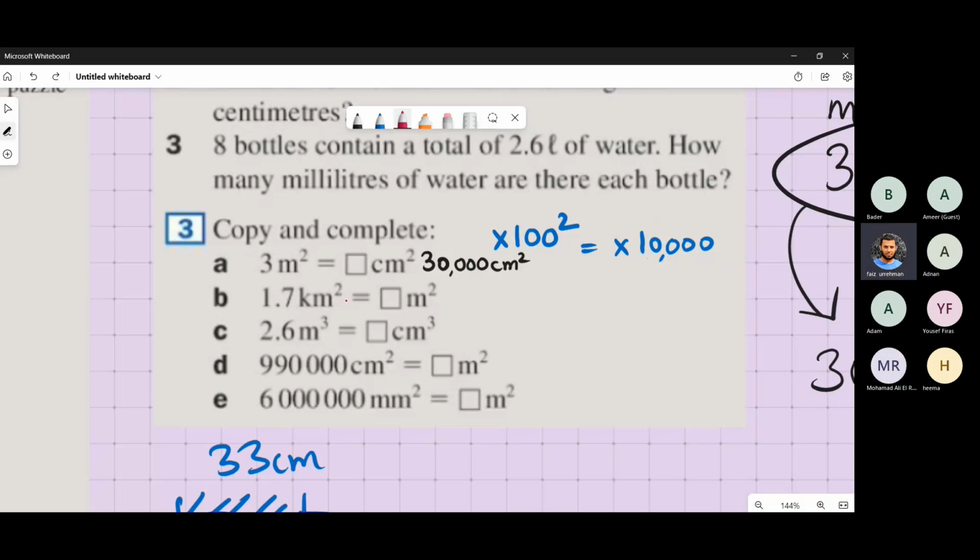Okay. Now, what about cube? This time the conversion factor will be cubed, not square. And what is the conversion factor? This thing is the conversion factor.